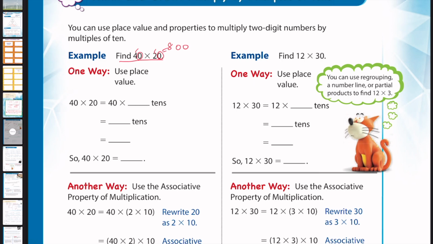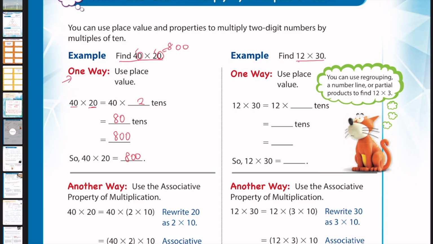We are going to explore different ways. So this is the first way. Use place value, guys. This is 40 times 2 tens. 2 tens is equal to what? 20. Okay, so that's 80 tens, which means 800. So 40 times 20 is what? 800.